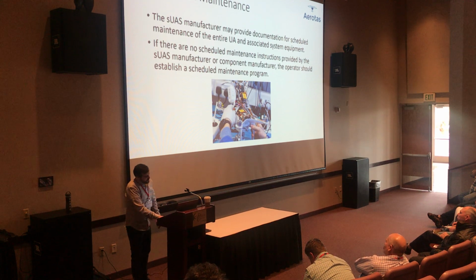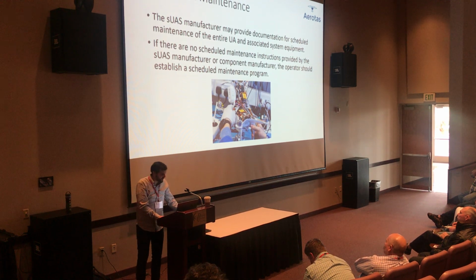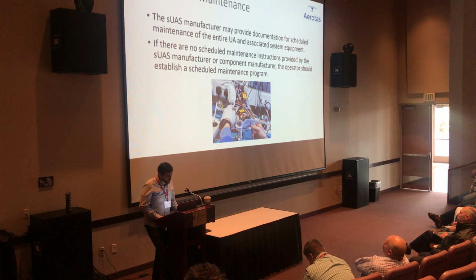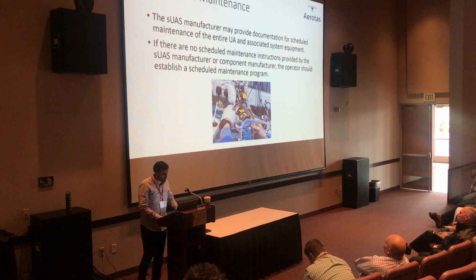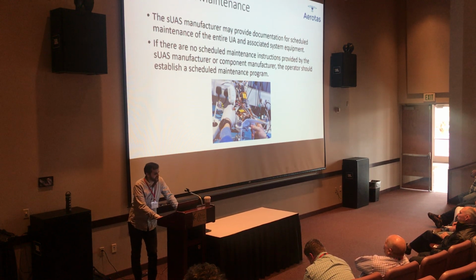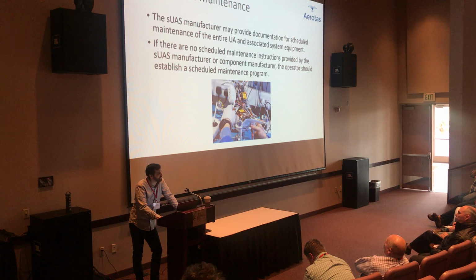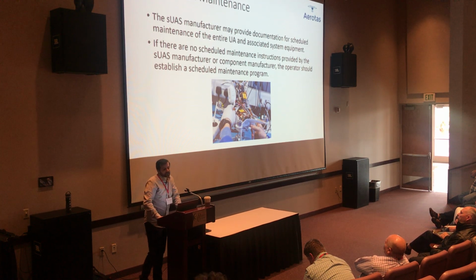Scheduled maintenance. The manufacturer may also provide documentation for scheduled maintenance of the entire unmanned aircraft and associated systems and equipment. And if there are no scheduled maintenance instructions provided by the SUAS manufacturer or component manufacturer, the operator should establish a scheduled maintenance program. Pretty straightforward. If they tell you what to do, do it. If they don't tell you what to do, you've got to do it yourself. That's true through a lot of this stuff.